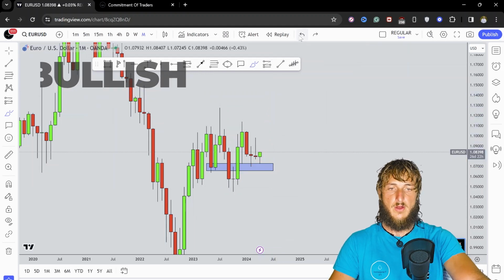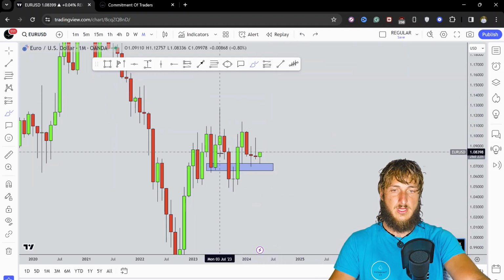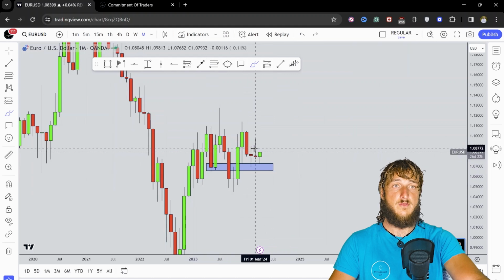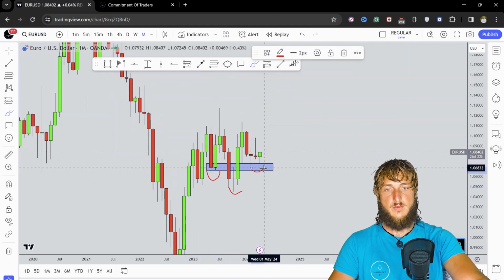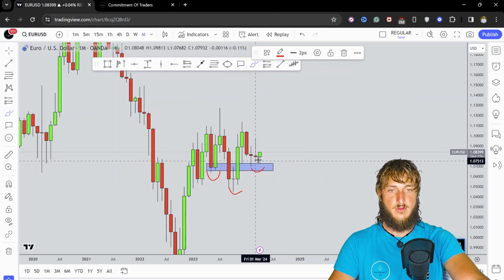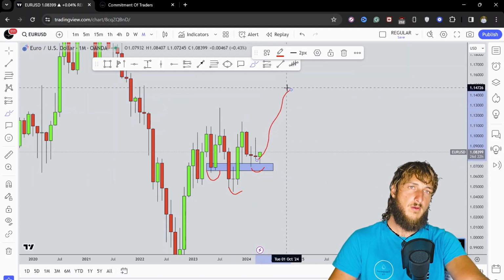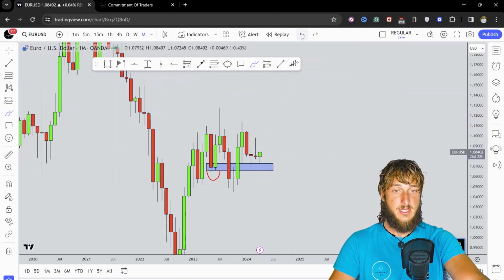Now, if we look at what kind of pattern the market is currently creating, we can easily identify an inverted head and shoulders, with the left shoulder here, the head here, and the right shoulder being created at this level, from which, once again, more bullish price action could be expected.